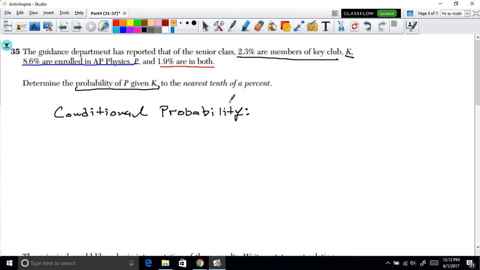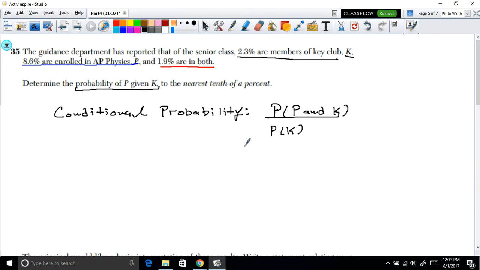Now if you remember, the formula for a conditional probability involves the two events, which are P and K. So we want to find the probability of P and K, and we're going to divide that by the probability of K. This is just because we know that we want to find the probability of P given K. We know that's a conditional probability, and a conditional probability states that you find the probability of P and K, and you divide by the probability of K, then you have the probability of P given K.